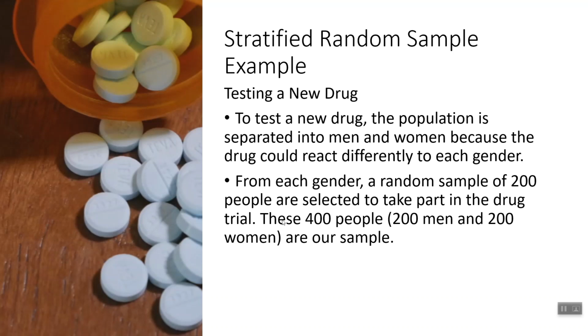All right, so we broke it up into 2 groups, men and women, and then we made sure to take 200 from each. So our strata for our stratified sample, men is one strata, women is another strata, and we're taking some from each to make up our sample. That's stratified.